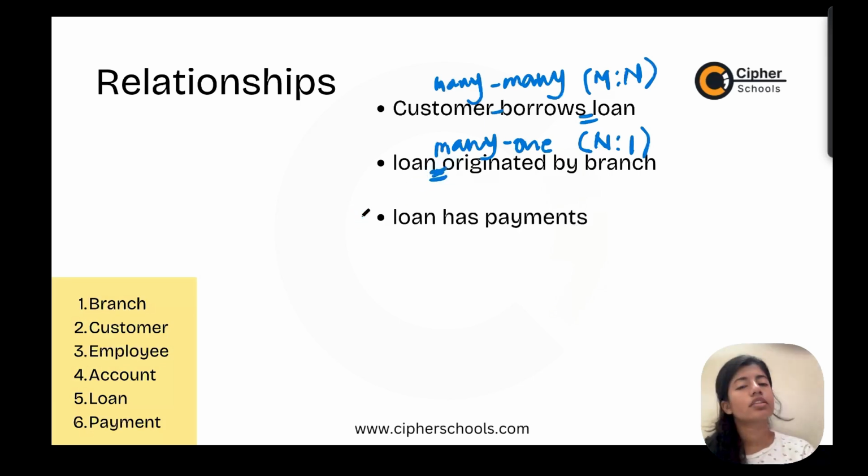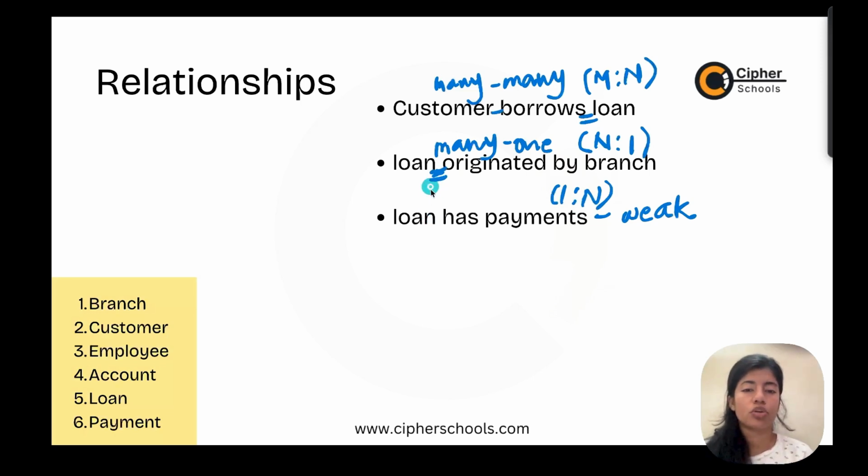Then the next relationship is loan has payments. We have discussed this example before also. Because payment is a weak entity, this relation is going to be a weak relationship. And then what is the cardinality ratio? How many payments can a loan have? One loan can have multiple payments, because if you're paying in installments, you need multiple payments to complete that one particular amount. So this is a one to many relationship, right?